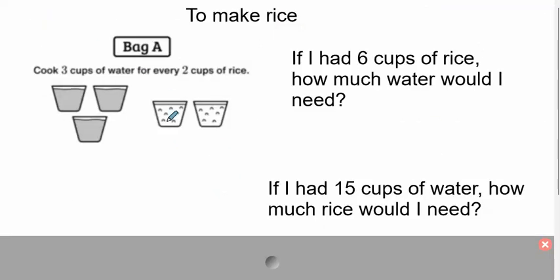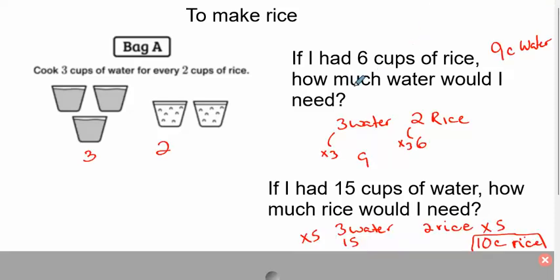Why don't you pause this and see if you can answer these 2 questions. Pause the video. All right, check your answers. So over here, I needed to multiply from 2 to 6. I needed to multiply by 3, so I needed 9 cups of water. And down here, to get from 3 cups of water to 15, I needed to multiply by 5. So 2 times 5 gives me 10 cups of rice.